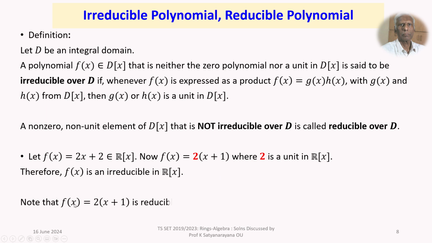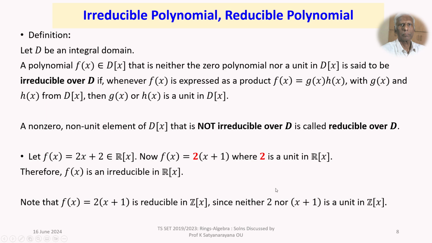Now note that f(x) = 2(x + 1) is reducible in Z[x]. Why is it reducible in Z[x]? It is written as the product of two polynomials whose degree is less than the original. 2(x + 1) is reducible in Z[x], since neither 2 nor x + 1 is a unit in Z[x]. Why is 2 not a unit? Because you are talking about Z. In Z, 2 is not invertible. So it is not irreducible. Therefore, it is reducible.